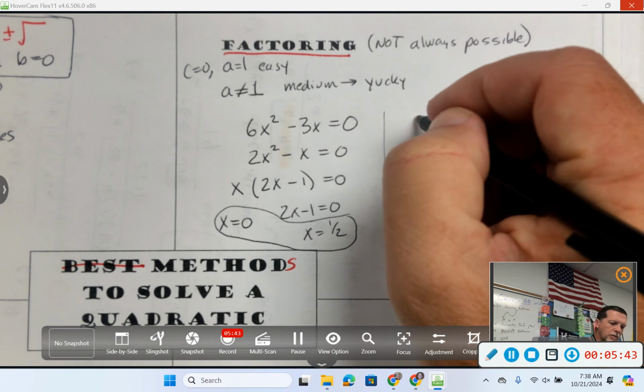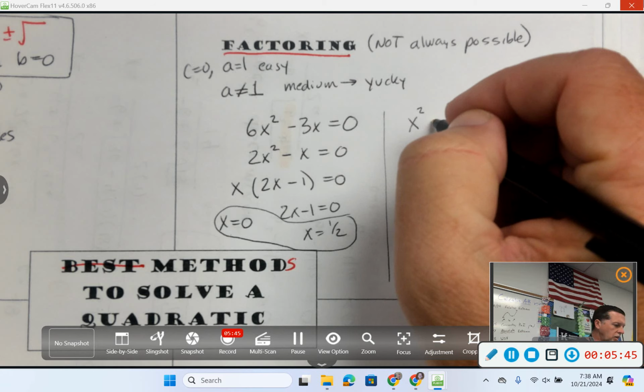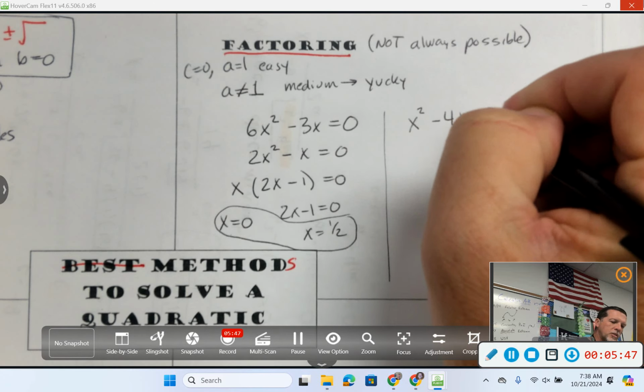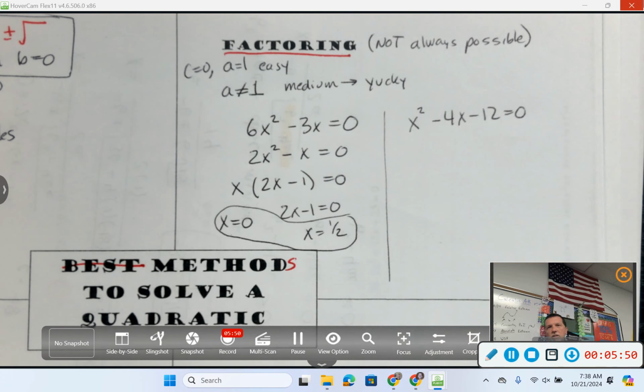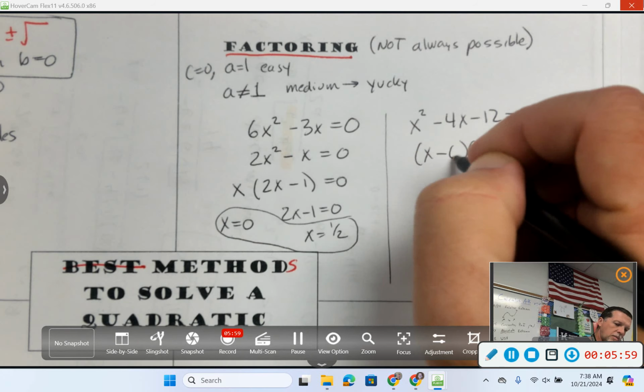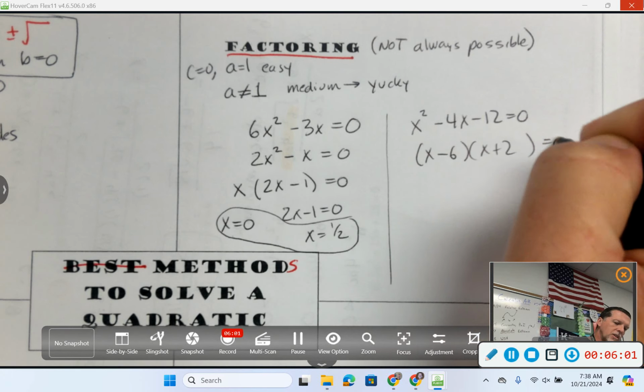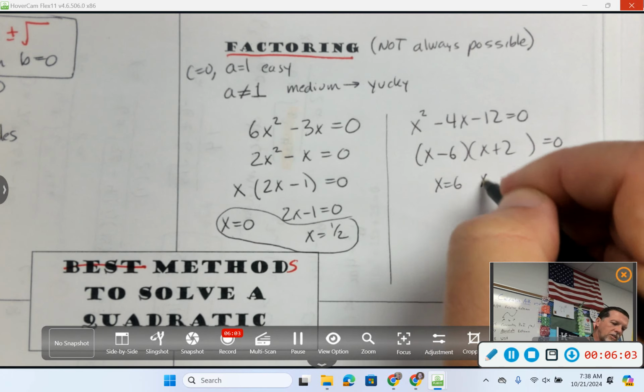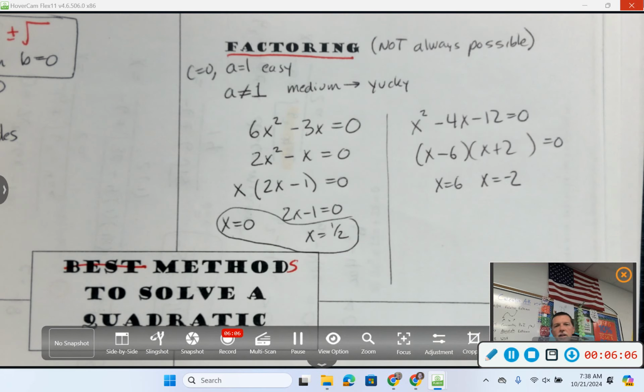Let's do one more where it's an easy example. So x squared minus 4x minus 12 equals 0. That's sort of what you think of as the normal factoring type problem, an easy normal factoring problem. (x minus 6)(x plus 2) equals 0. So x equals 6 and x equals negative 2. So factoring is kind of in the middle. Sometimes it's easy, sometimes it's yucky. It doesn't always work.